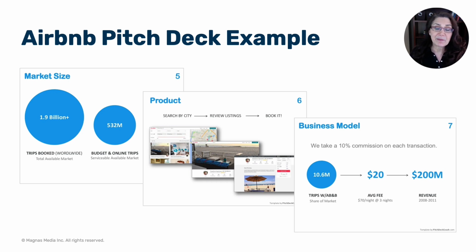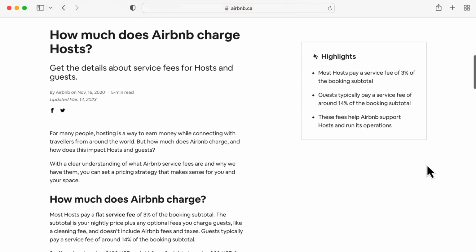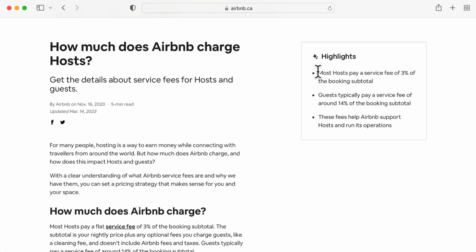Now, looking back at this slide, you can see here that they were estimating they would make 200 million. Now, we all know that Airbnb is a big success story. They went on to make over 400 million by 2014, and now they're making billions of dollars every year. Now, if you go to their website, you'll notice that they still charge a fee, but now they're charging more. They're charging 3% to the host and about 14% to the guest. So they had to increase that commission number, even though they're making billions of dollars a year.